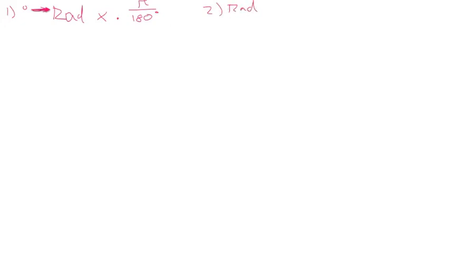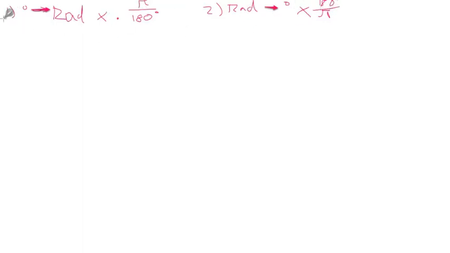And from radians to degrees, you want to multiply by 180 over pi. So, as I was saying in the other one, it's just opposites, obviously, as you can see. You just flip it around.